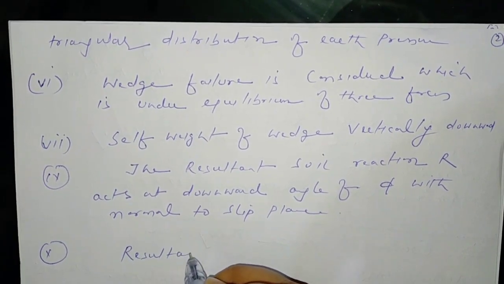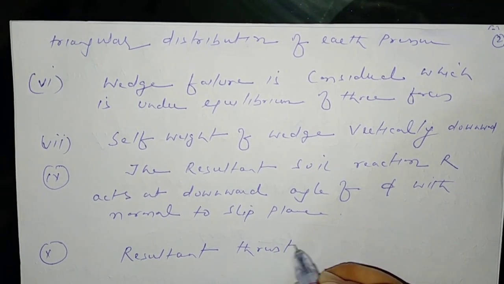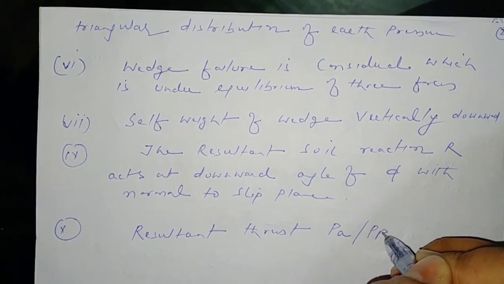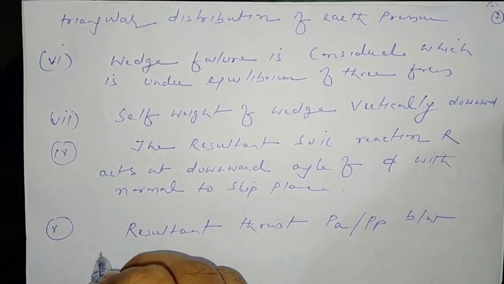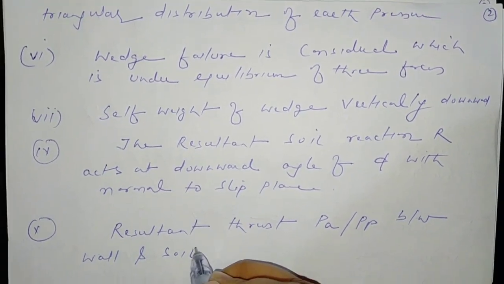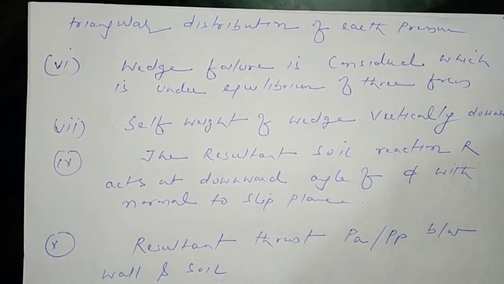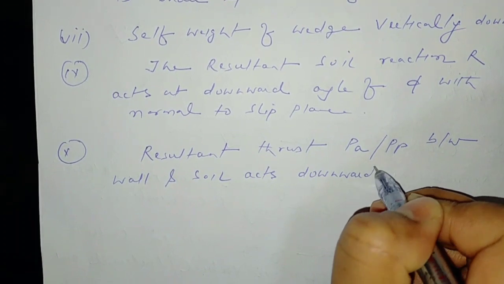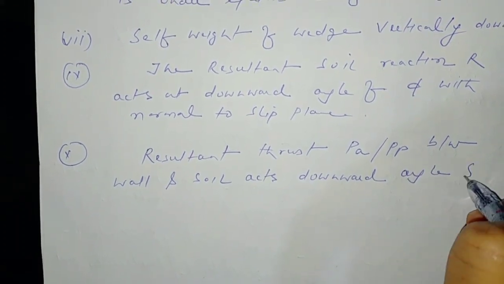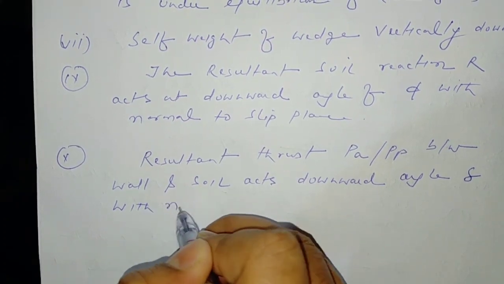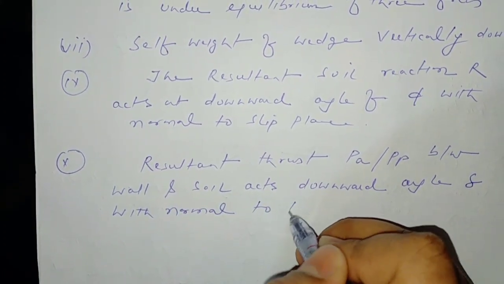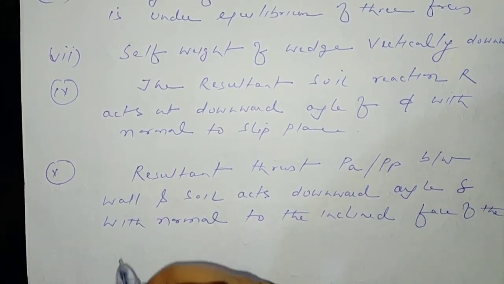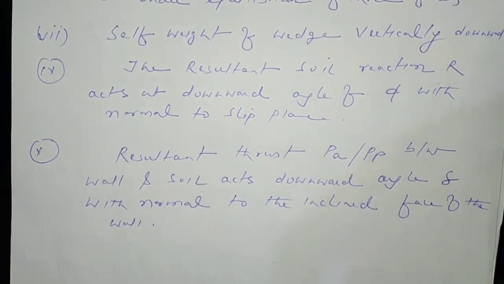And the last assumption: the resultant thrust PA or PP between wall and soil acts downward at an angle delta with the normal to the inclined face of the wall. So these are the various assumptions taken by Coulomb.